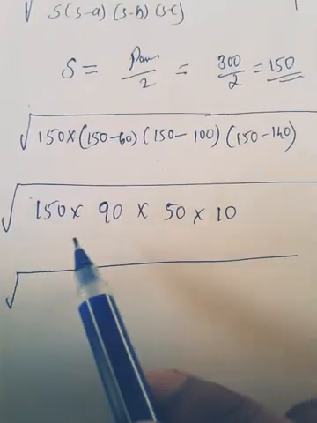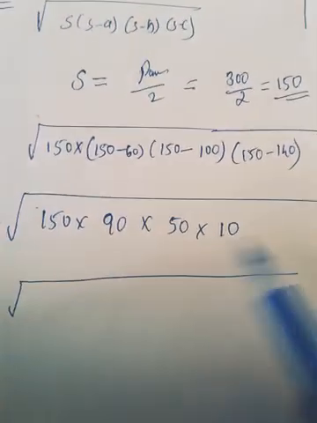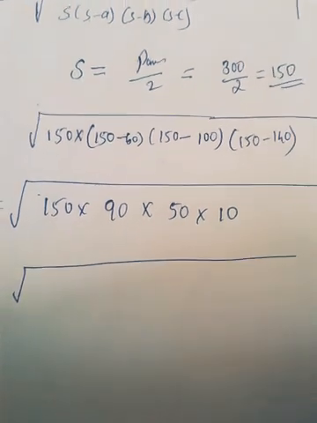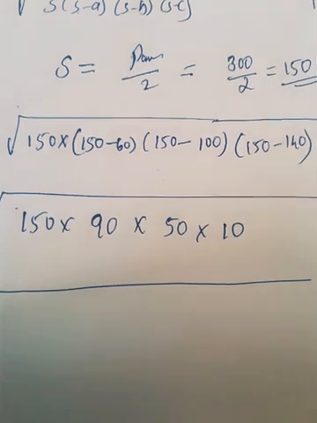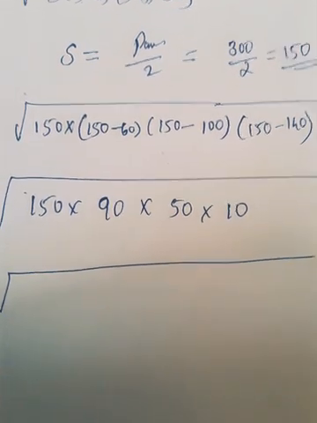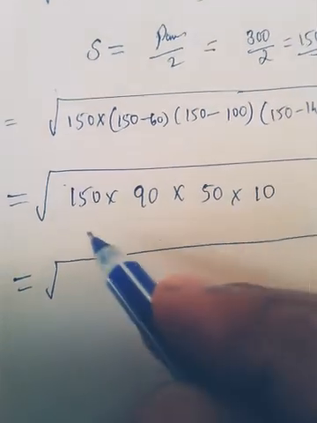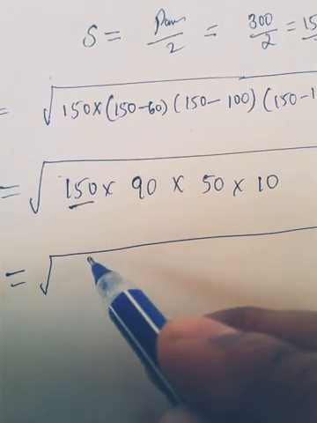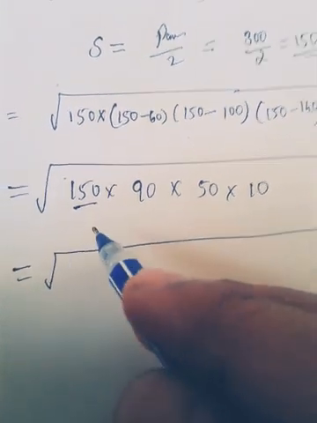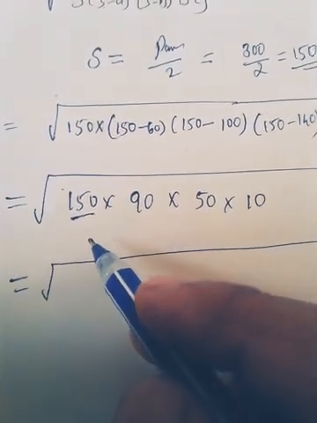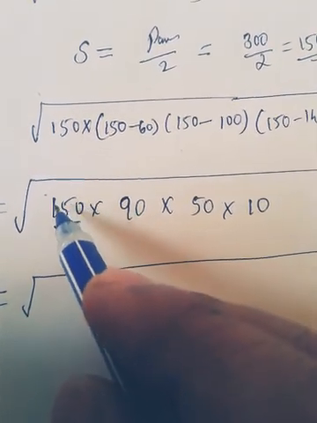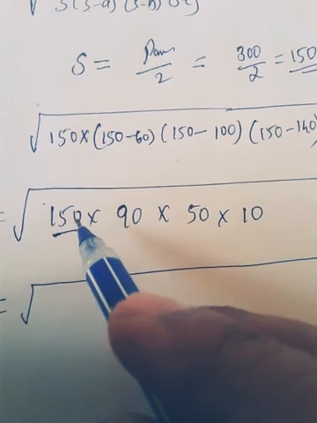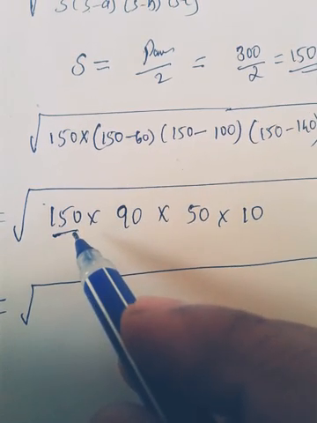I am not going to multiply altogether, because if I multiply altogether, then to calculate the square root it is a little bit difficult. So what I am going to do is use the same technique which I applied in the last class. So what I'm going to do is this 150, how can I write 150? Tell me how I can write 150.